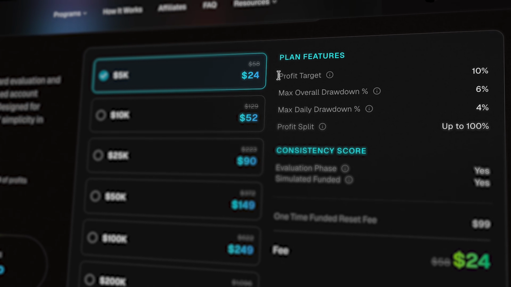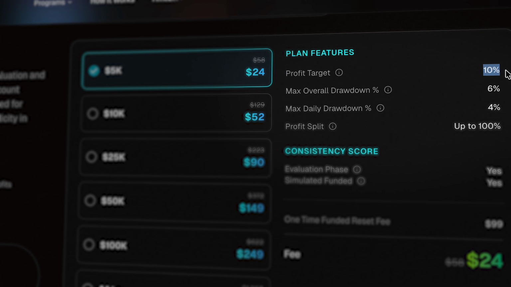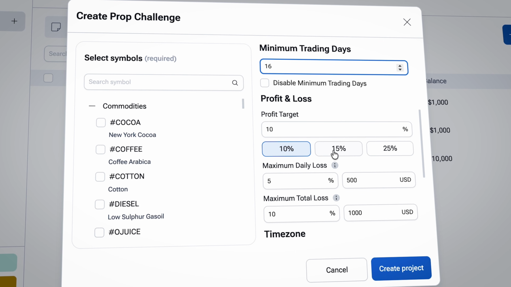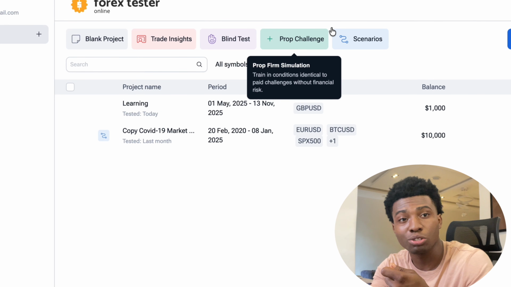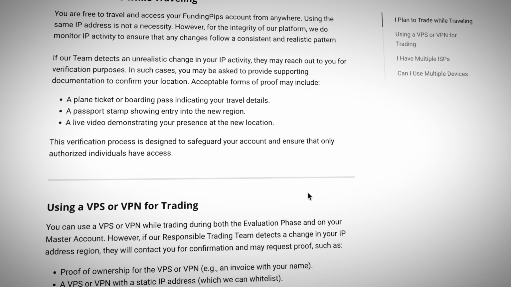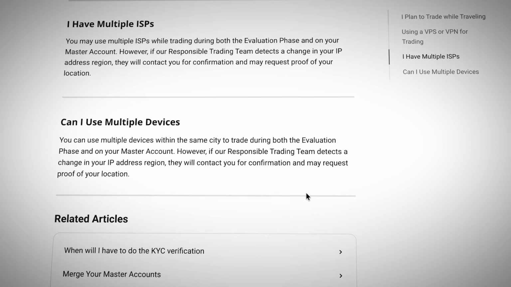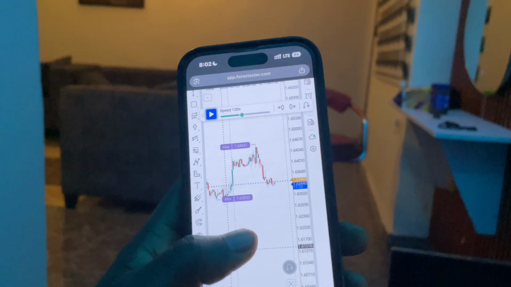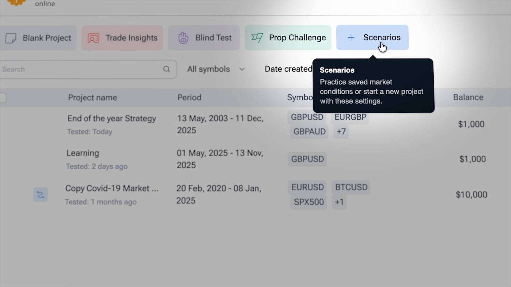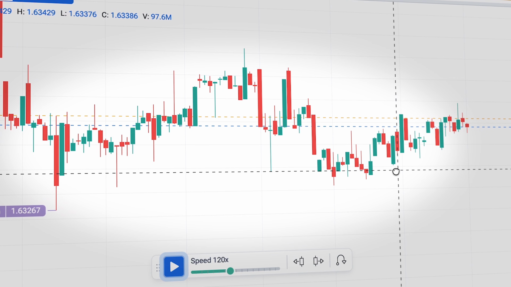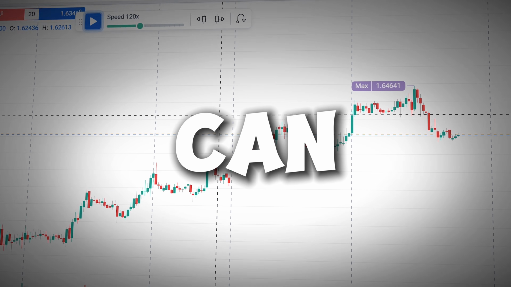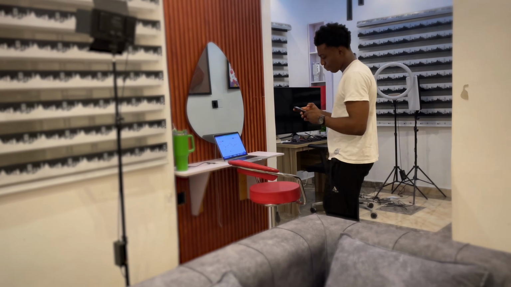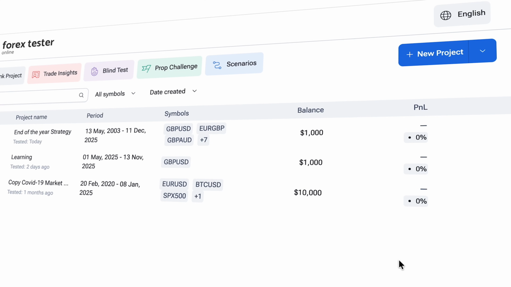Like for example, if you have to make a profit target of 10%, you can create that exact scenario on Forex Tester Online. So let's just say before you buy that prop firm account, you can actually go into the prop challenge, get all the FAQs or all the trading rules within that prop firm, and then come to Forex Tester Online, drop in those rules and conditions, and you basically test your strategy based on those rules. Now not just that, they have different market scenarios. So if you want to test your strategy when the market is trending or in a consolidation, you can specifically do that. But anyways, I'm right here to flip $100, so let's create a project for that.